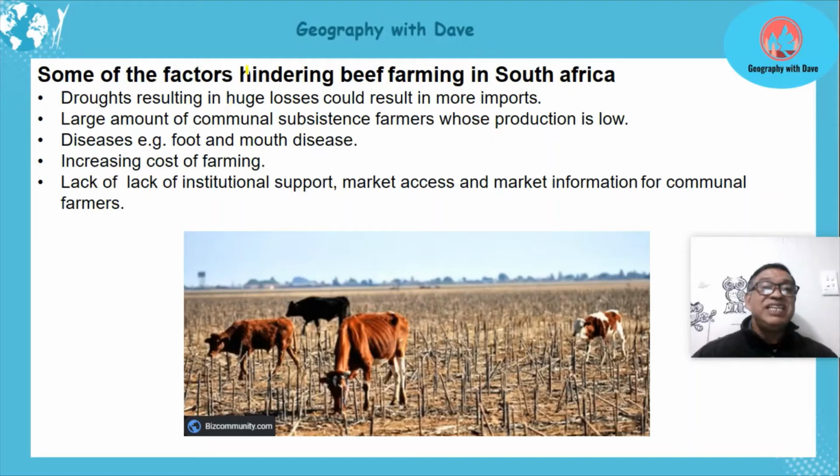Now some factors that hinder and are negative towards beef farming. A huge problem here, learners, is droughts. It actually causes losses in cattle, and results possibly in more imports, because now we can't export if there's a drought. We have to buy more to supply our demand by our consumers in our country. And you can see this picture of a drought. Look at the cattle here. It's a sad story.